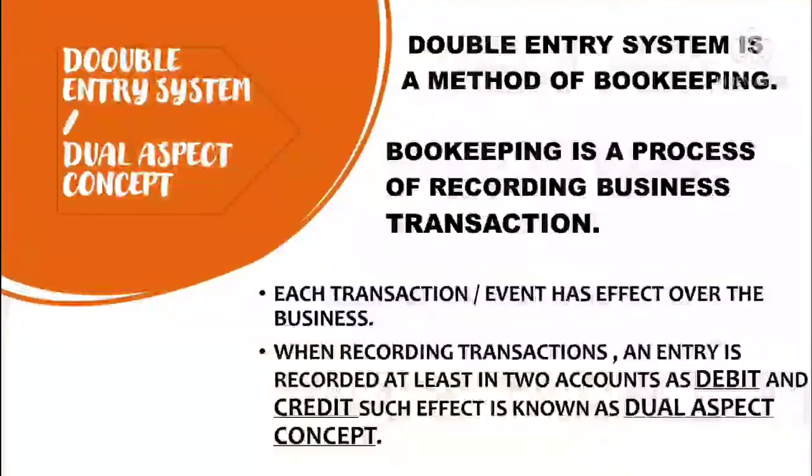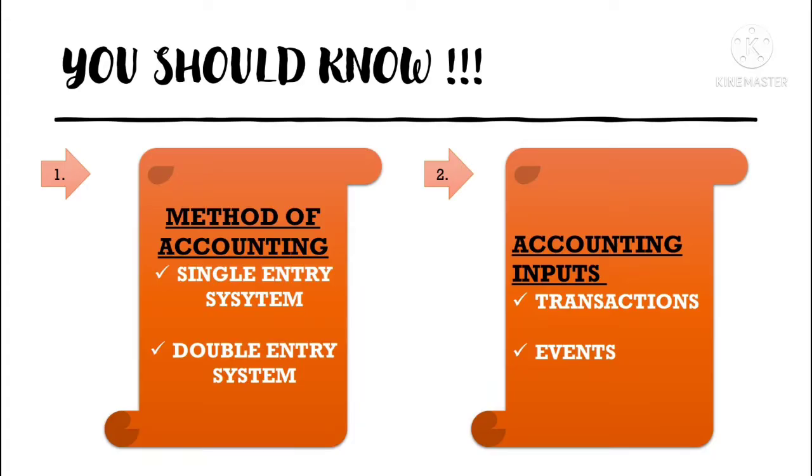Double entry system, or dual aspect concept. Double entry system is a method of bookkeeping. Bookkeeping is a process of recording business transactions. Each transaction has at least 2 different effects on the business. Such 2 different effects are debit and credit. So this is known as the dual aspect concept. For you to get some idea on this topic, see methods of accounting and accounting inputs.